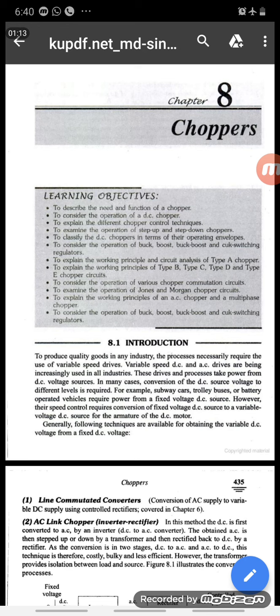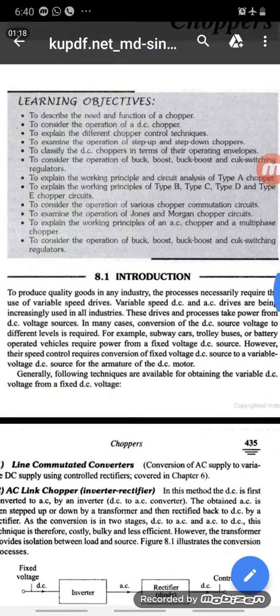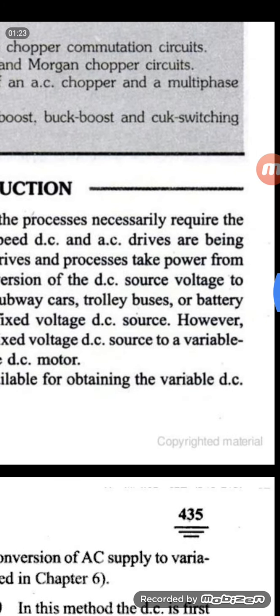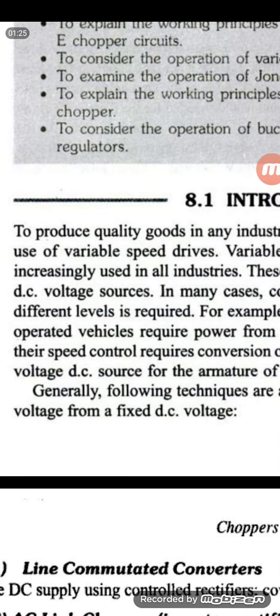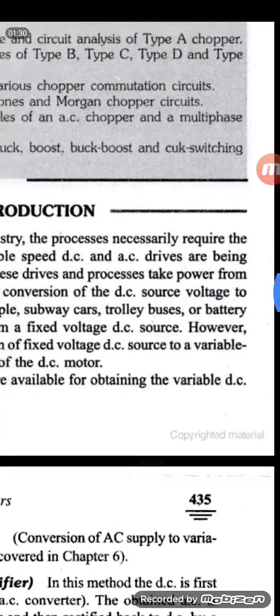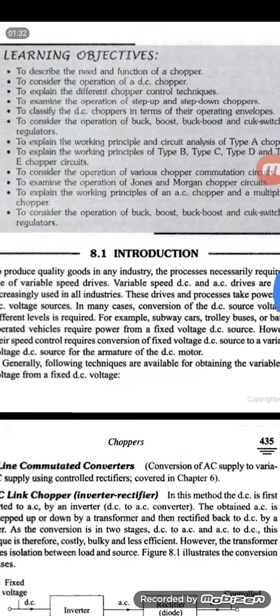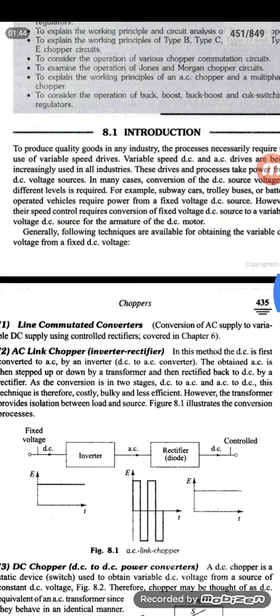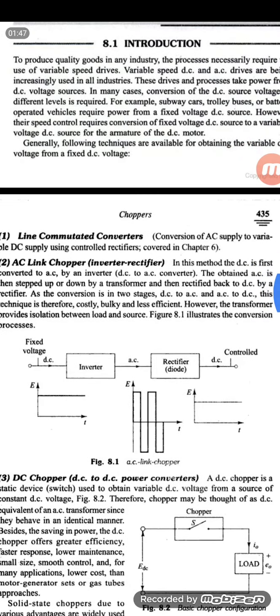There are a number of applications. For example, subway cars, trolley buses or battery operated vehicles require power from a fixed voltage DC source. So, this is where we need this type of source, and this shows the importance of the chopper. And we can observe the classification of choppers.